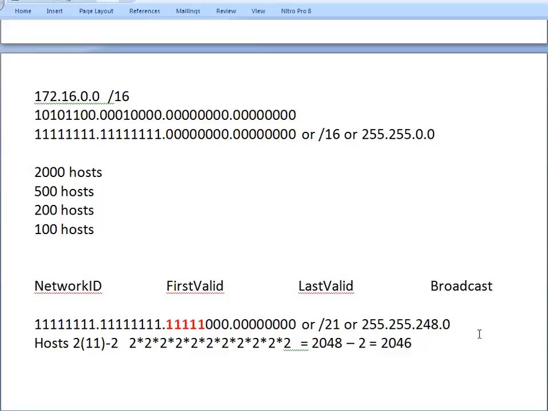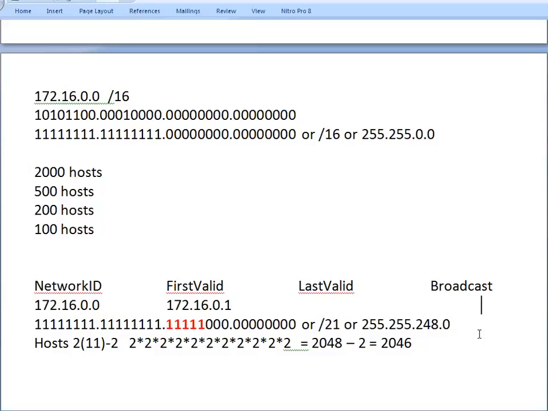Now the network ID is the ID you've been given, 172.16.0.0. The first valid address is the network ID plus 1, so 172.16.0.1. That's the first valid address.